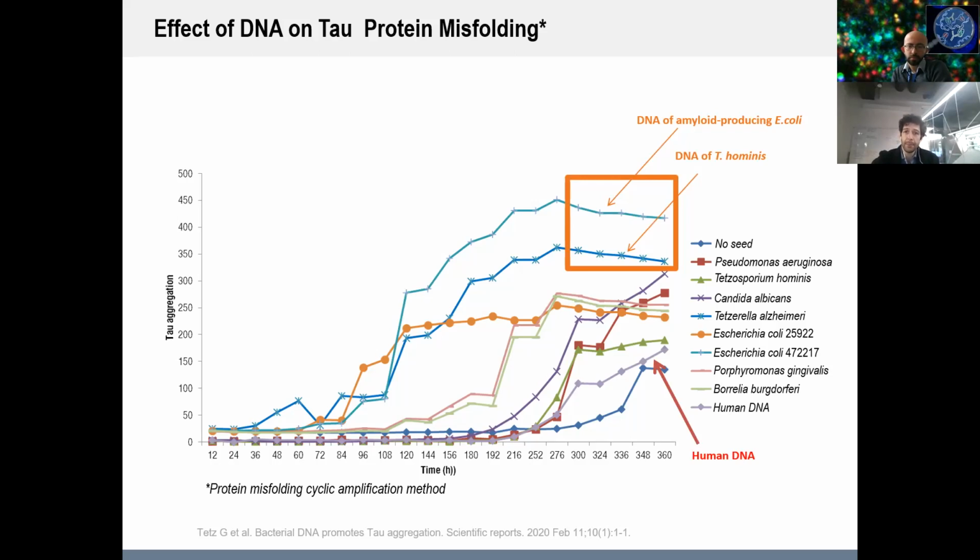And one of the best promoters was DNA from amyloid-producing E. coli strain and DNA from novel microorganism T. hominis. Conversely, the addition of human eukaryotic DNA had no statistically significant effect on promoting tau aggregation.